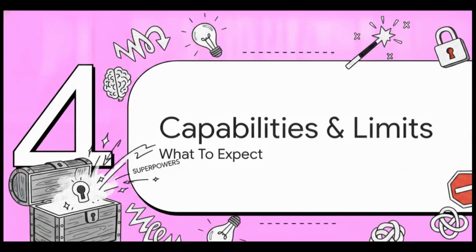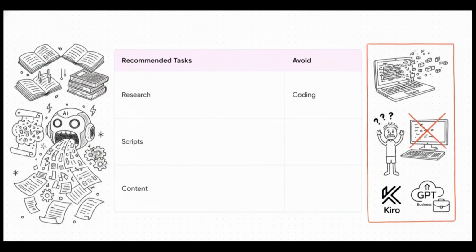Which brings us to our final section, part 4, capabilities and crucial limitations. Now that you've unlocked the treasure chest, let's talk boundaries. Having premium Claude and ChatGPT baked right into Notion is phenomenal, but it's not a magic wand for absolutely every single task. This setup is fantastic for demanding research, writing detailed scripts, or cranking out a ton of content. The AI is just going to chew through all of that without breaking a sweat.